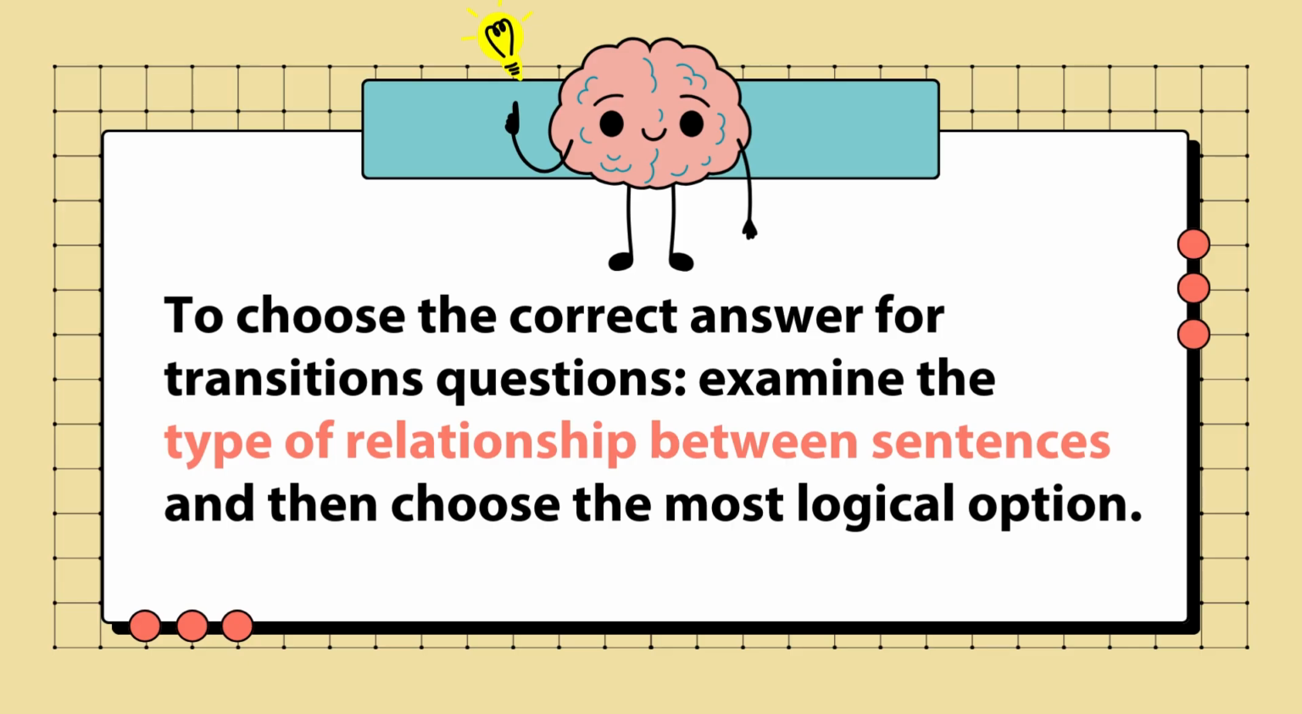To choose the correct answer for transitions questions, examine the type of relationship between sentences and then choose the most logical option. When you pick an answer, first ask, what kind of relationship exists between these sentences? Is the next sentence giving an example, showing a next step in a sequence, or repeating or supporting the same idea? Use that clue to narrow your choices.